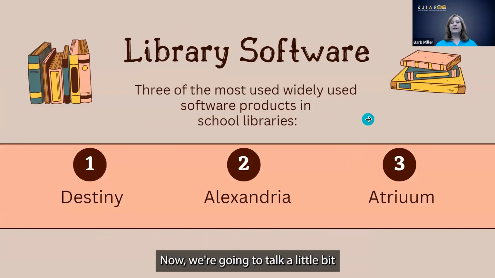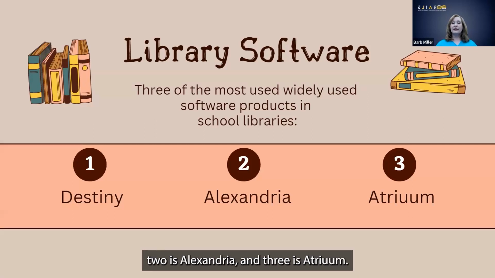Now we're going to talk a little bit about library software. In the Rails service area, the three most commonly used library software in school libraries are number 1, Destiny, number 2, Alexandria, and number 3, Atrium.